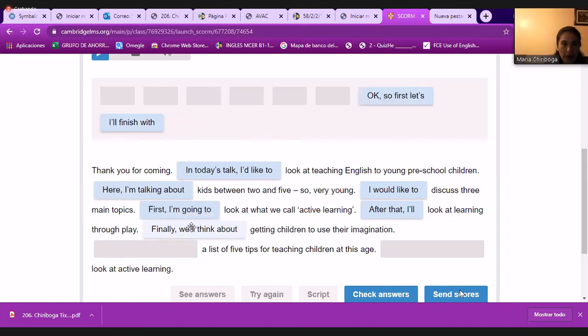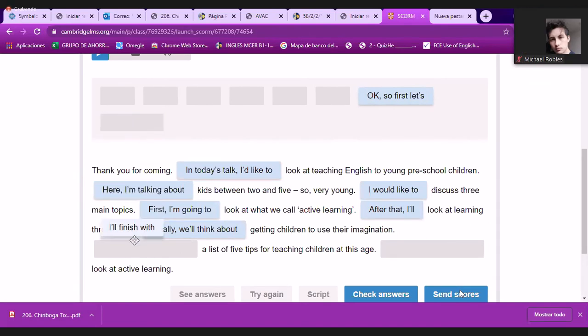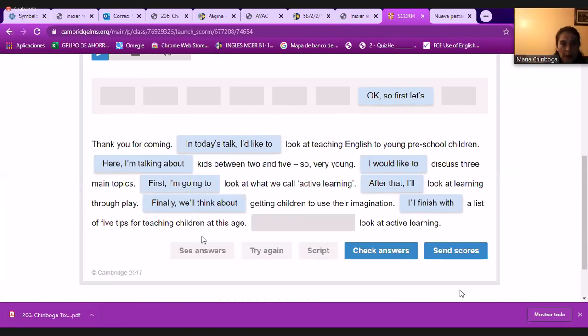Finally, we'll think about getting children to use their imagination. I finish with a list of children at this age.